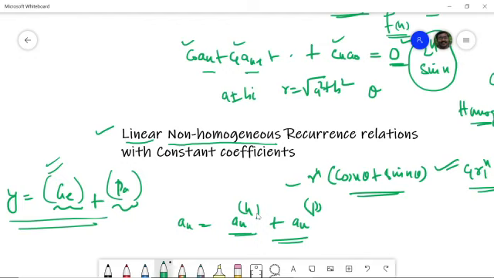So you will have to do it in two steps. First you have to write the corresponding homogeneous equation, find the roots, and then write the format. Then you have to find the particular solution. Now there is no fixed method to find the particular solutions, it's very difficult.